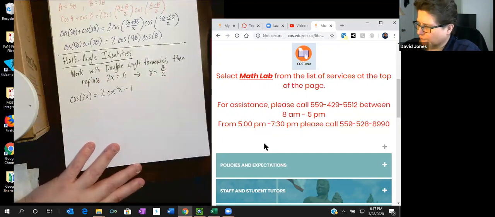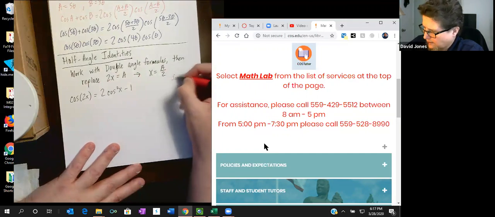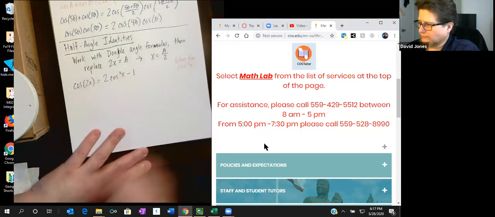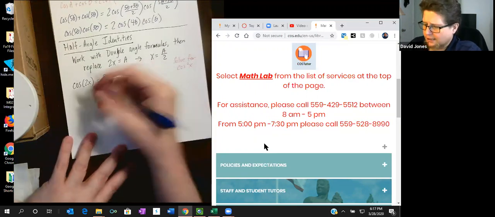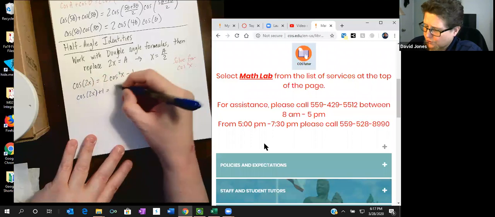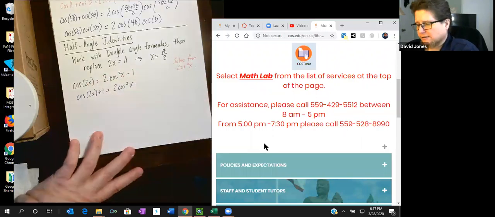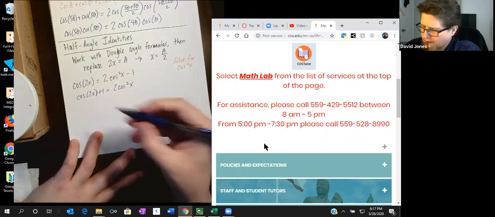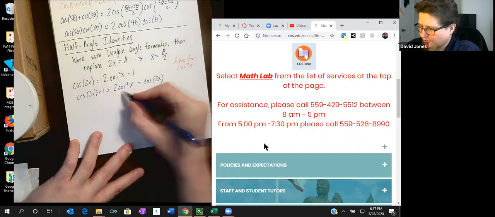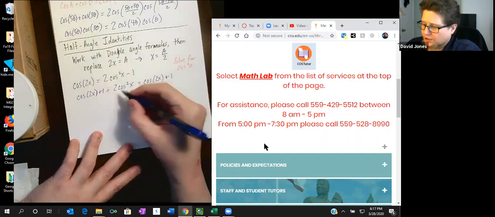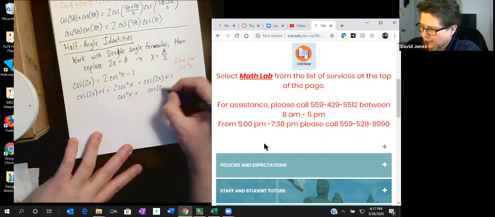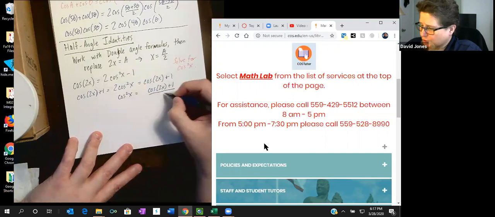I'm going to solve for the cosine squared x. So I'm going to add 1 to both sides, and I get cosine of 2x plus 1 equals 2 cosine squared x. I'm going to put it on the right because I'm solving for this. I kind of like having it over there. So when I divide by 2, I get cosine squared x equals cosine of 2x plus 1 over 2.